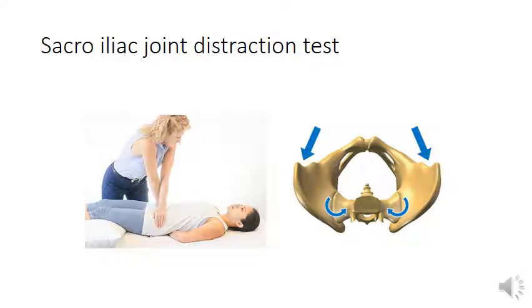The other test is the sacroiliac distraction test. In this test, we ask the person to lie down in the supine posture, and we make a compression over the anterior superior iliac spines on either side. You can see the examiner takes a crisscross hand and gives a slight push over the anterior superior iliac spine and looks for any movement, any sacroiliac pain in these regions. If there is a sacroiliitis, the pain will be exacerbated. So this is called the sacroiliac joint distraction test.